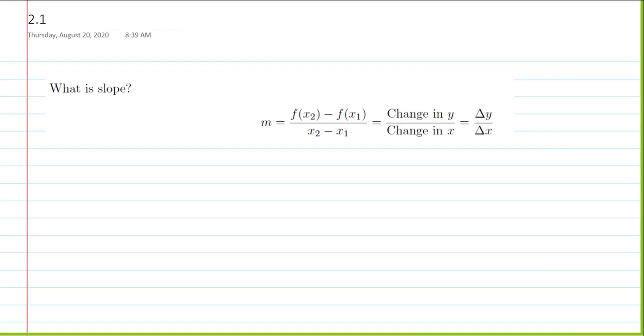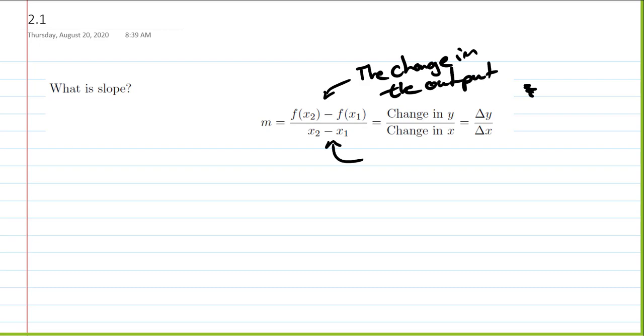So when we're really talking about slope, f of x2 minus f of x1 is the change in the output. And x2 minus x1 is the change in the input. So our slope represents how fast, or the ratio or the proportion of how fast the output is changing with respect to the input.